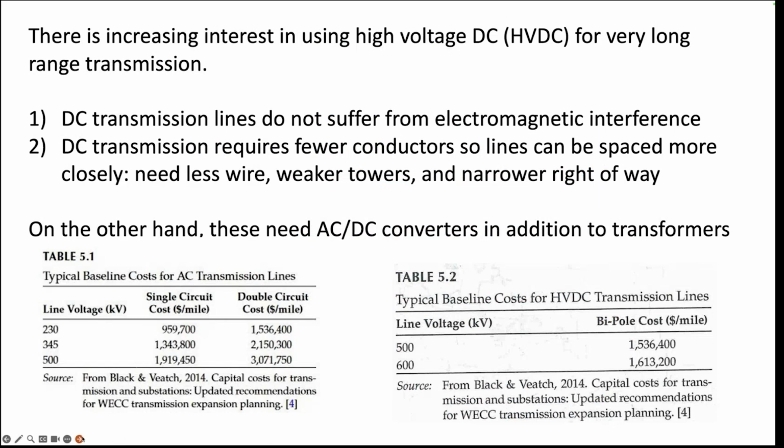All right. So there's an increasing interest in using high voltage DC for very long range transmission. This is interesting. There are two reasons the book gives: they don't suffer from electromagnetic interference, and they require fewer conductors, so the lines can be spaced more closely. It needs less wire and weaker towers, and your book talks about that a bit.